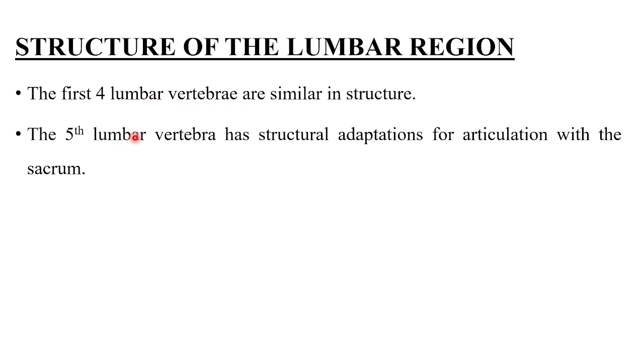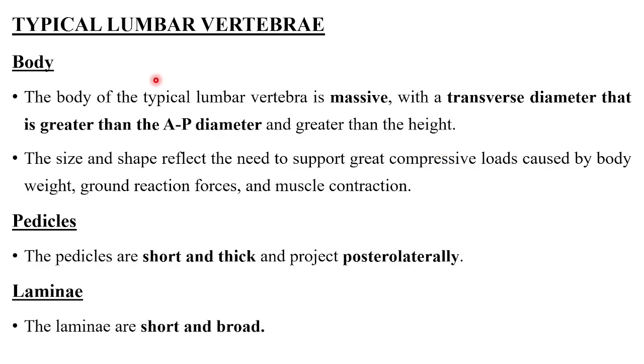And the fifth vertebra has a transitional property or transitional function. That is why it is atypical in structure. Therefore the fifth lumbar vertebra, or L5, is atypical in structure. Coming to the typical lumbar vertebrae, the body is massive, with a transverse diameter that is greater than the anteroposterior diameter and greater than the height.